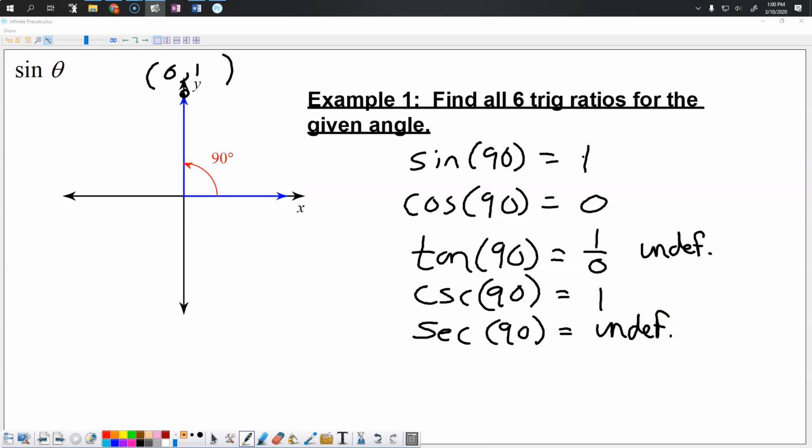So I'll say that again. 0, if you think of it as a fraction, is 0 over 1, right? And if you flip it, it's undefined. You can't have 0 on the bottom. All right, last one is cotangent of 90. Cotangent is x over y, which is 0 over 1. And that just simplifies to 0.